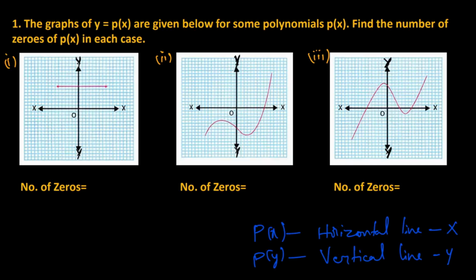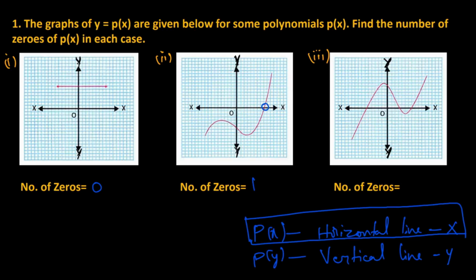So, if you look at the first problem, no zeros. It is not cutting anywhere on the x-axis. So, the answer is 0. If you look at the second problem, it is cutting the x-axis only one time. That is here. So, the number of zeros is only 1. We are only finding this one, p of x. How many times does the line cut the horizontal line, which is the x-axis?